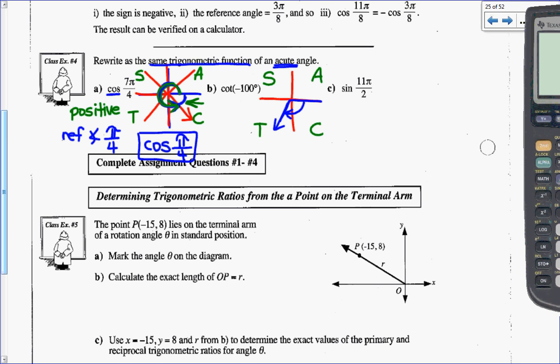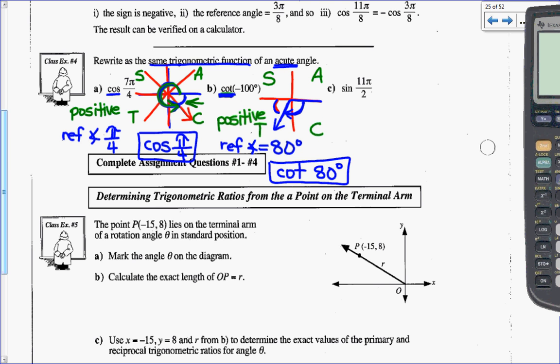So first of all, I know that if tangent is positive in this quadrant, then cotangent would also be positive in this quadrant. Now I can also figure out the reference angle, that's this one. So if this angle here is 100, then to get up to 180, that means my reference angle is 80 degrees. And so then I'm going to take the cotangent of 80 degrees instead of the cotangent of this angle. I'm taking the cotangent of the little acute angle, its reference angle.